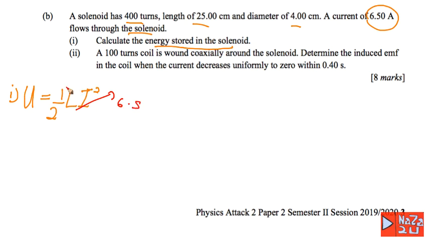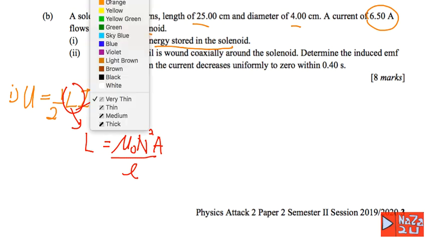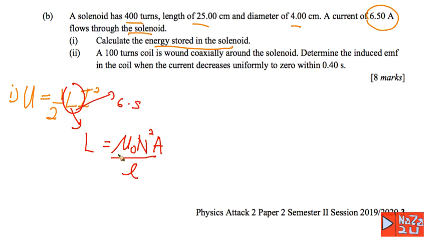So now the problem here is the L. What is L? L is the inductance, right? So how to calculate the inductance? The formula to calculate inductance is mu naught N squared A divided by the length of the solenoid. If you refer to the question, mu naught is a constant, 4 pi exponent minus 7, and the number of turns is 400. And for the area A, because this is a diameter, you can find the area.